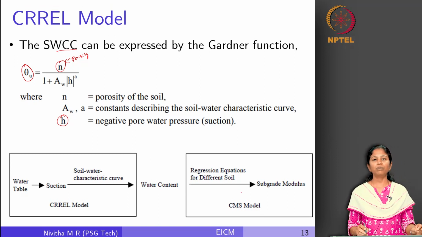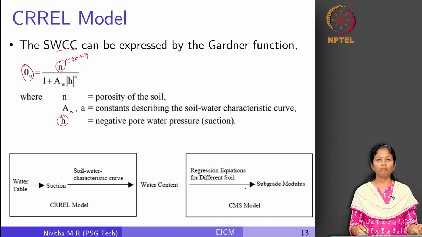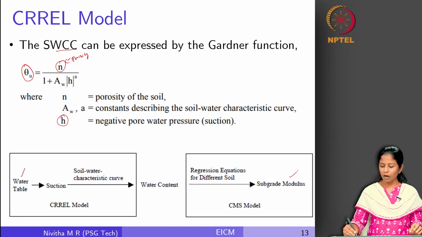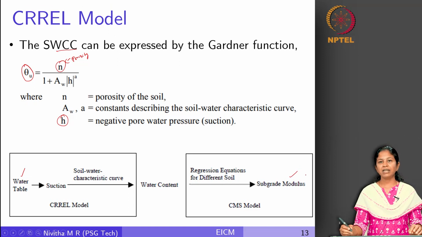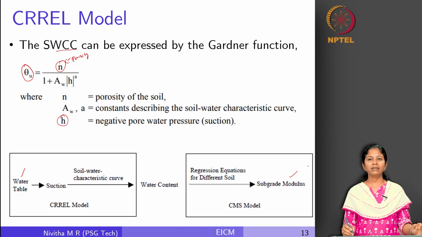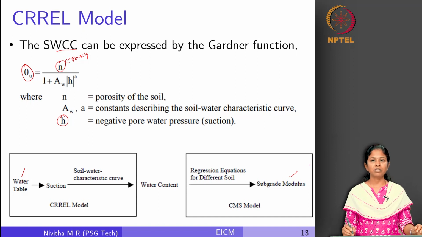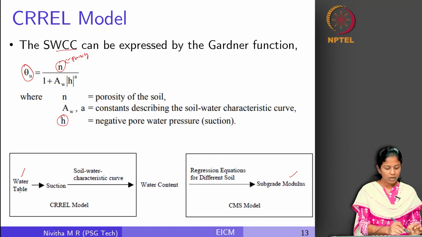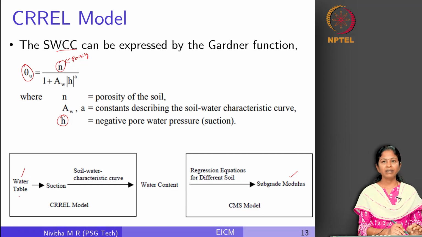So, how do we use that? Say for example, how do we use the interaction between the CRREL model and CMS model and quantify the effect of water table on the subgrade modulus? In the previous lecture, and in this lecture also in the beginning in the input parameters, we saw water table is one of the input parameters, and we are going to compute how the influence of water table is observed on the subgrade modulus. So, we have water table. Based on the depth of water table, we will be able to compute the suction head, right, the soil suction.